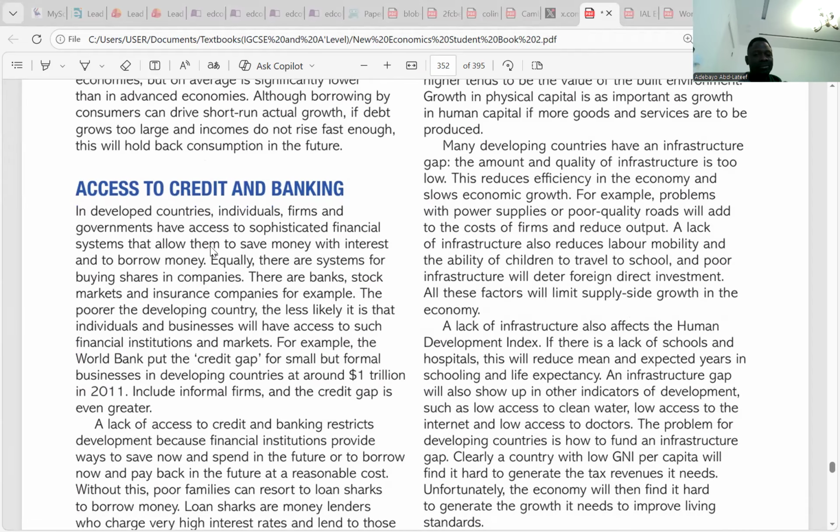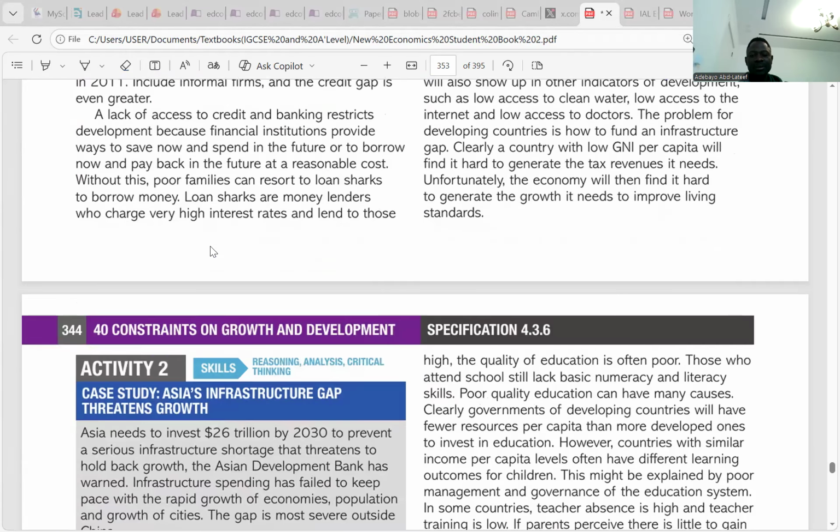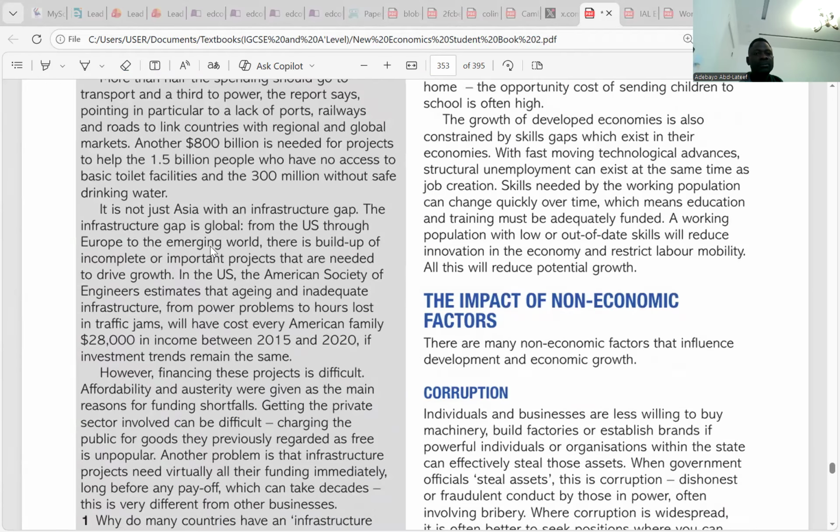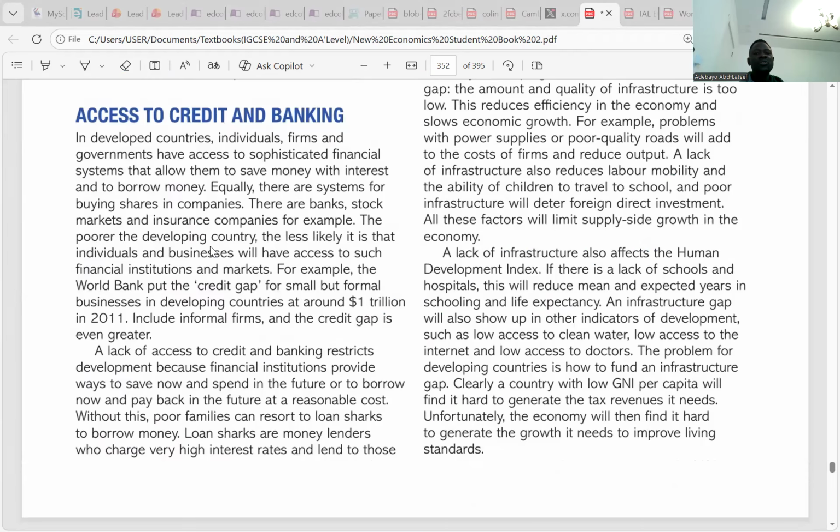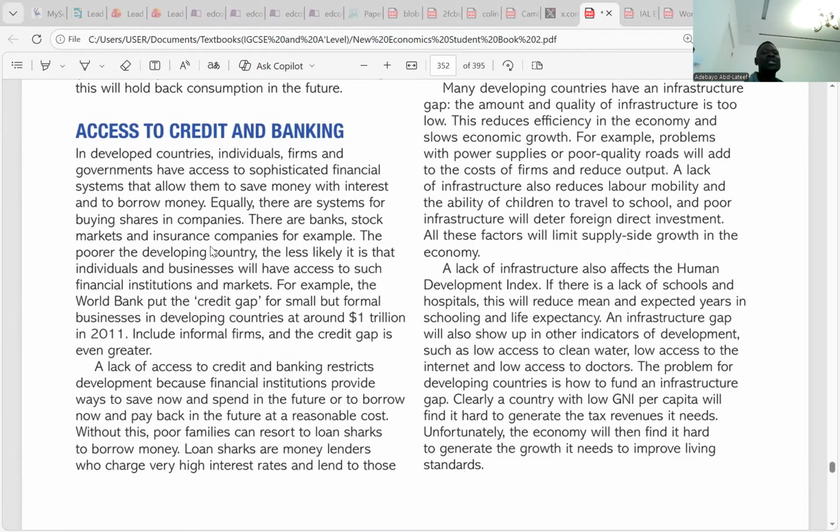So let's read. In developed countries, individuals, firms, and governments have access to sophisticated financial systems that allow them to save money with interest and to borrow money. Equally, there are systems for buying shares in companies. There are banks, stock markets, and insurance companies, for example.